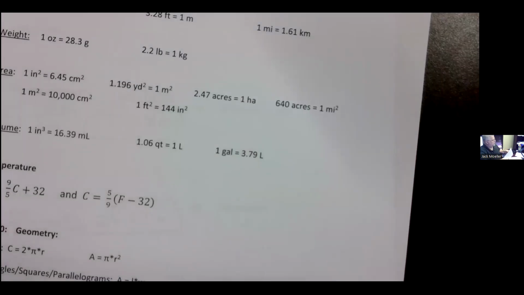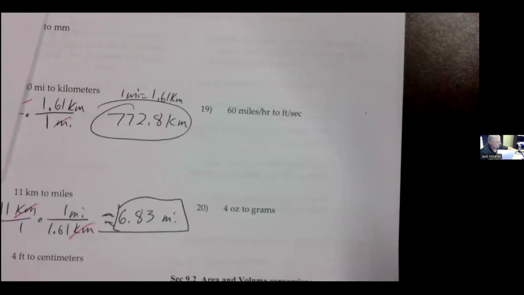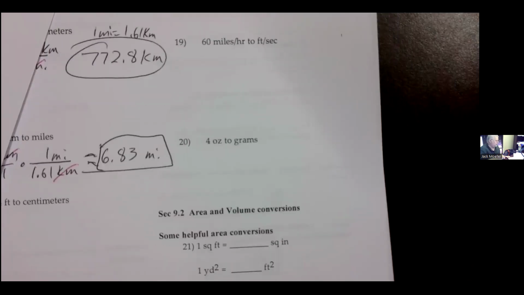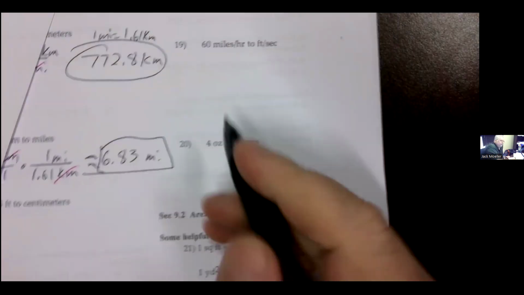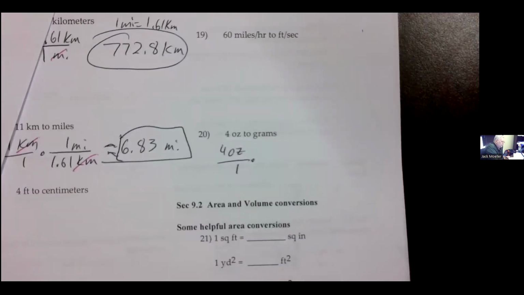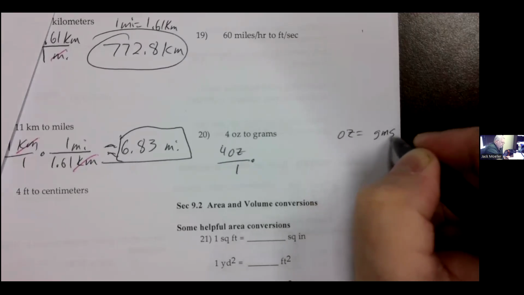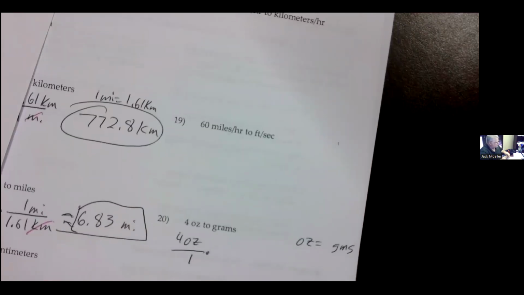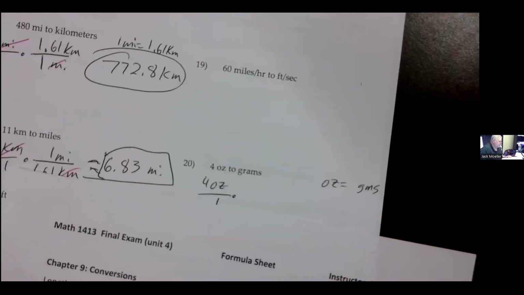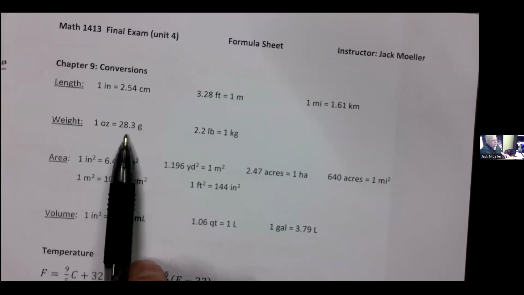All right, let's see what else 9.1 has to offer. So 4 ounces to grams. Okay, so now we're not in length anymore. We're going to start like that. So hopefully by now you're asking, what's the conversion from ounces to grams? Since that's English to metric, when in doubt, let's go to our handy dandy formula sheet. 1 ounce is 28.3 grams.